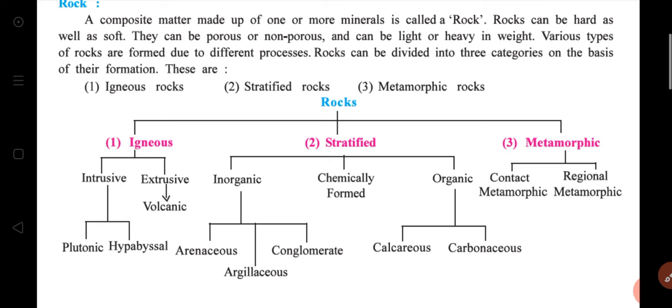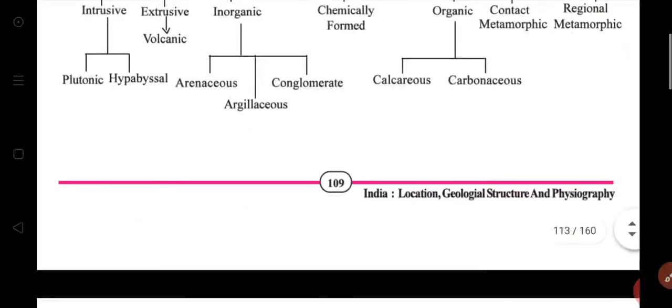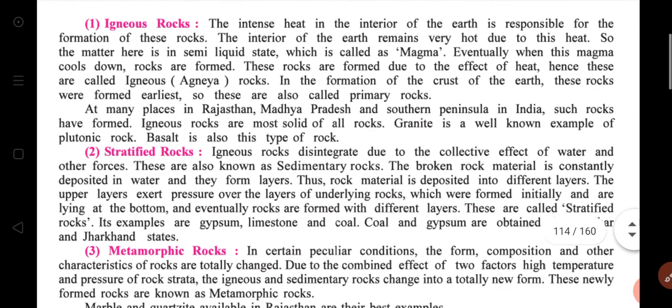And subtypes of these three: intrusive, extrusive, organic, inorganic, chemically formed, contact, regional, and also subpoints of subpoints: plutonic and hypabyssal, volcanic in extrusive, arenaceous, argillaceous and conglomerate in inorganic, calcareous and carbonaceous in organic. Then in detail, first, the interior of the earth is responsible for the formation of this rock. Due to this heat, it is very interior, and the matter here is in a semi-liquid state, which is called magma.